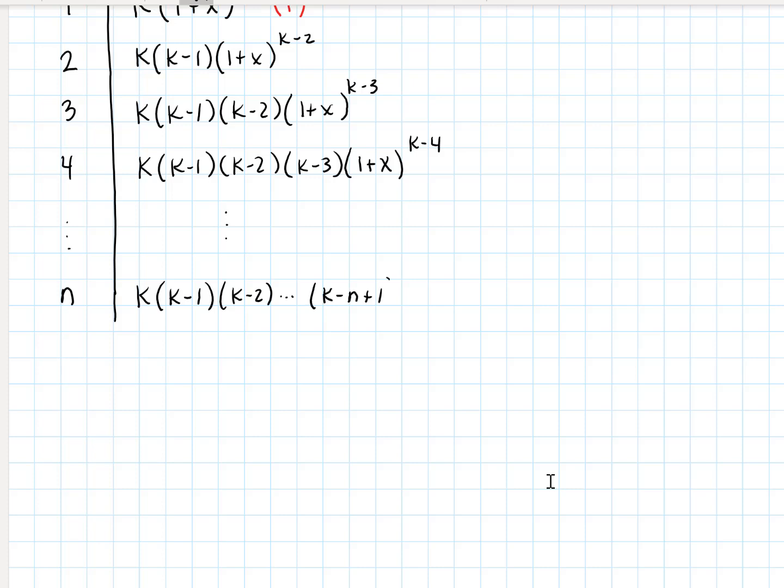So, think about the fourth derivative. We would be at k - 4 + 1, because we're really only subtracting 3 by the last one.